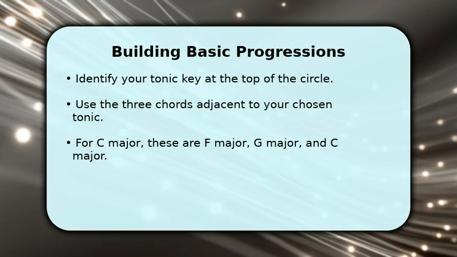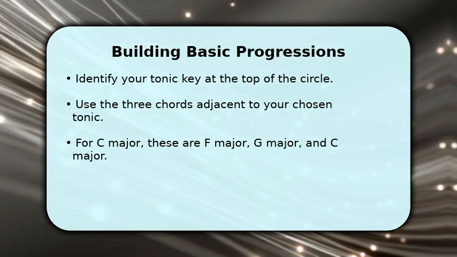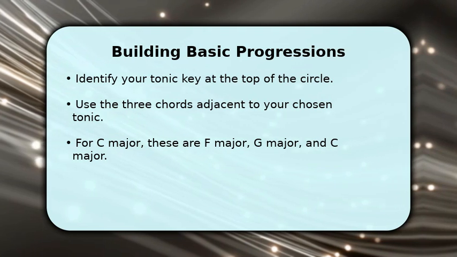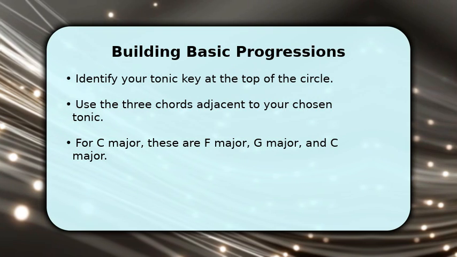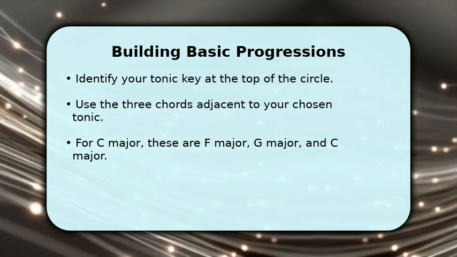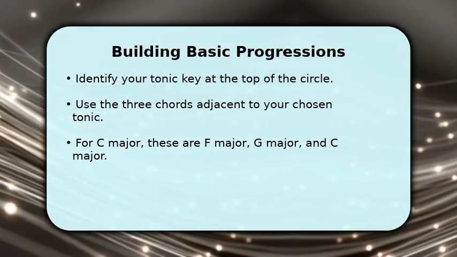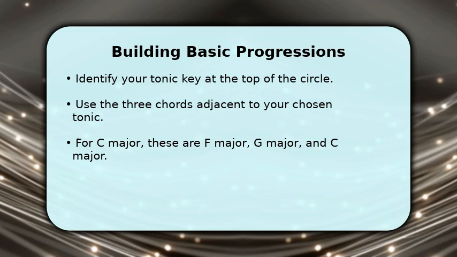To build basic chord progressions, first identify your tonic key, often found at the top of the circle. Then, select the three chords immediately adjacent to your tonic. For example, in C major, you would use F major, C major, and G major. These represent the 1, 4, and 5 chords, forming a strong harmonic foundation for countless songs.